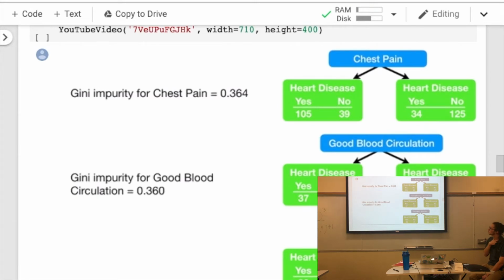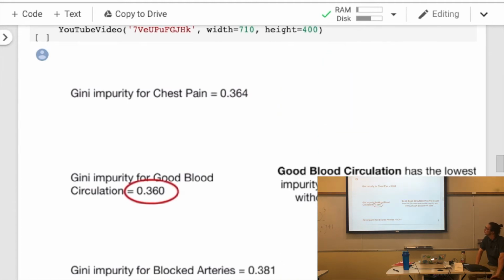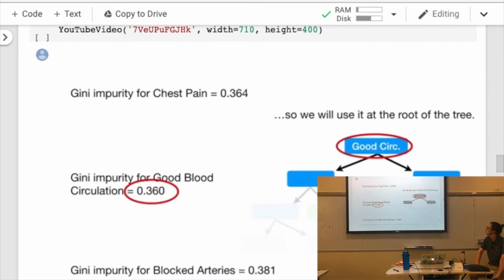And since I'm such a nice guy, I'm going to cut to the chase and tell you that the Gini impurity for good blood circulation equals 0.360. And the Gini impurity for blocked arteries equals 0.381. Good blood circulation has the lowest impurity. It separates patients with and without heart disease the best. So we will use it at the root of the tree.